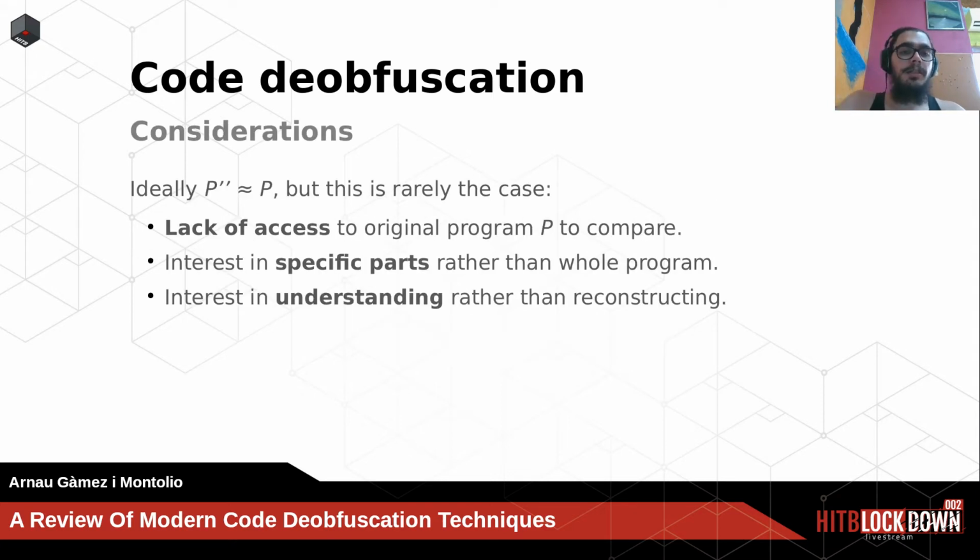However, although ideally we would like P double prime to be basically equal to P, the original program that was used for the obfuscation, this is very, very difficult to guarantee. In the first place, because the analyst or the attacker does not have access to the original program P to compare. Otherwise, it would be a waste of time trying to deobfuscate if you have access to the non-obfuscated version of the program you're analyzing.